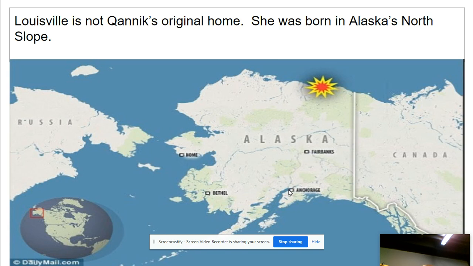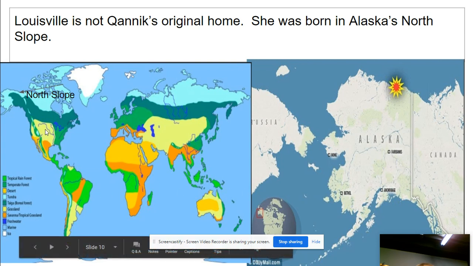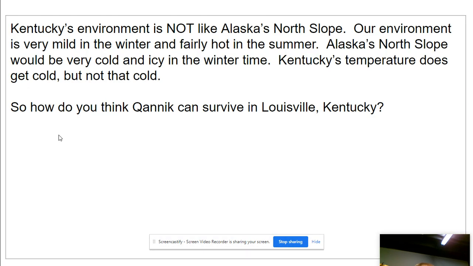She used to live in her natural environment, which would have been the tundra, and she was flown to Louisville, which is a deciduous forest region. You can tell this is where the North Slope is, and now she lives way down here close to us. So Kentucky's environment is not like Alaska's North Slope. Our environment is very mild in the winter, and that means that it might get cold, but it doesn't stay really cold for very long, not compared to the tundra. And it does get fairly hot in the summer. Alaska's North Slope would be very cold and icy in the wintertime. Kentucky's temperature does get cold, but not that cold.